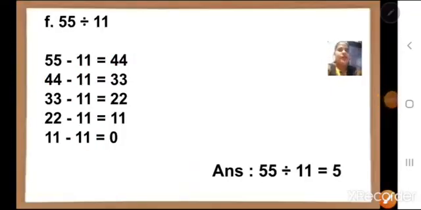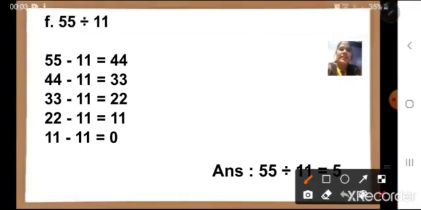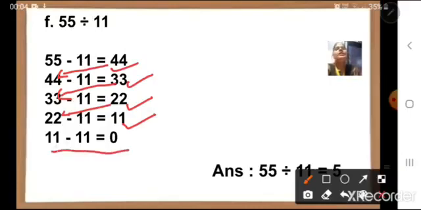Next is F1, which is 55 divided by 11. Okay, come on. So we have to subtract 11. 55 minus 11 is equal to 44. So 44 is remaining now. So 44 minus 11 is equal to 33. In the next line, 33 will come. 33 minus 11 is equal to 22. After that, we write 22 down. 22 minus 11 is equal to 11. And finally, 11 minus 11 is equal to 0.